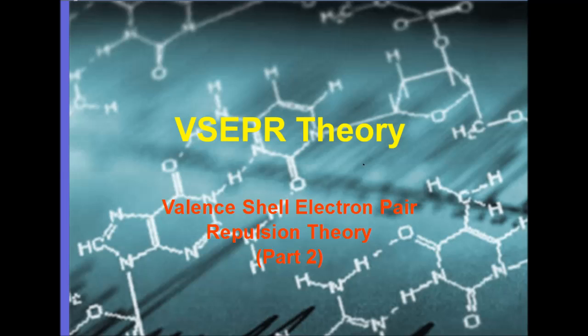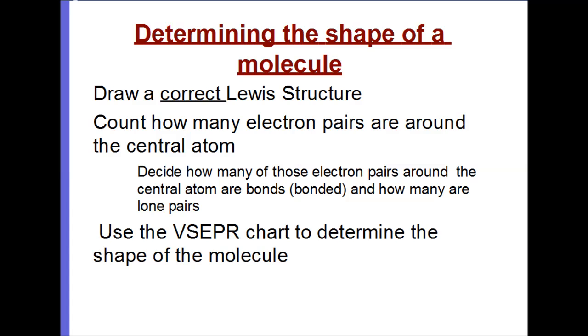Alright, this is part 2 of the VSEPR theory notes, and we're going to take a look at the rules one more time just to help refresh your memory. When we talk about VSEPR and that three-dimensional shape, the first thing you want to do is make sure you have a correctly drawn Lewis structure. Then you're going to count your valence electron pairs around the central atom. Make sure you count how many are bonded and how many are lone pairs, and then you're going to use your VSEPR chart to determine what the shape of the molecule is going to be.